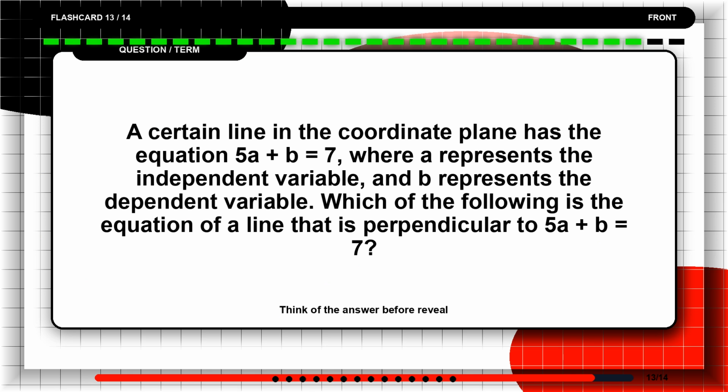Flashcard 13. A certain line in the coordinate plane has the equation 5a plus b equals 7, where a represents the independent variable, and b represents the dependent variable. Which of the following is the equation of a line that is perpendicular to 5a plus b equals 7? Pause and think of the answer before the reveal.